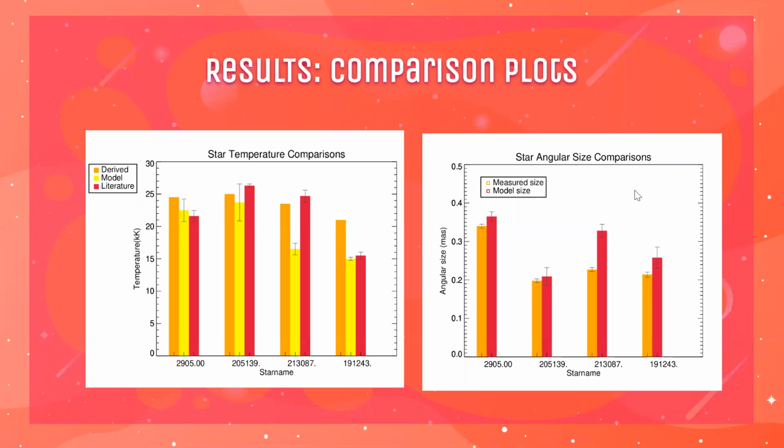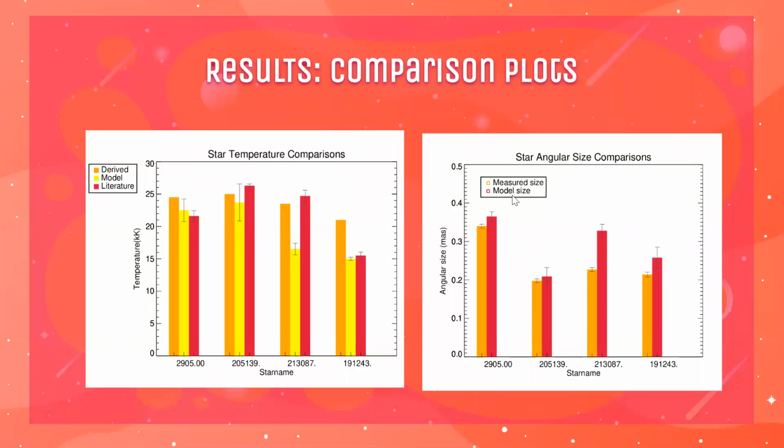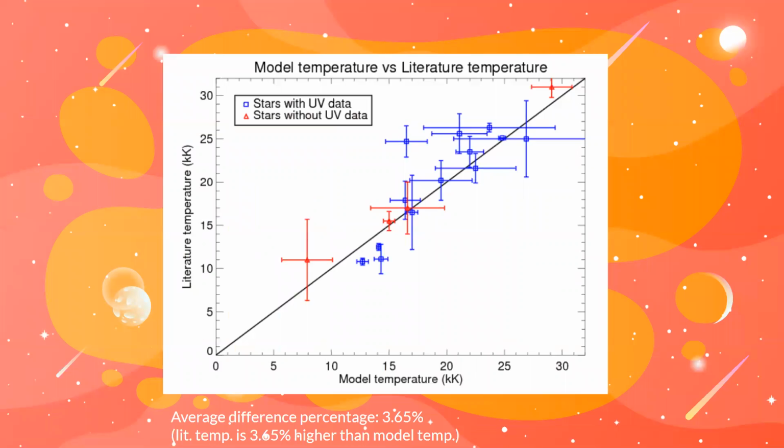The right-hand side is the comparison plot for the star's angular size. We have 4 samples here. The measured size is in general lower than the model size, which also fits our hypothesis that the model overpredicts the size. We only have 4 samples because we only observed 4 stars for their angular size by terrestrial interferometry observations. In the fall semester, we're going to have more samples. But this summer, we also had all 20 star samples with the model temperature versus the literature temperature.